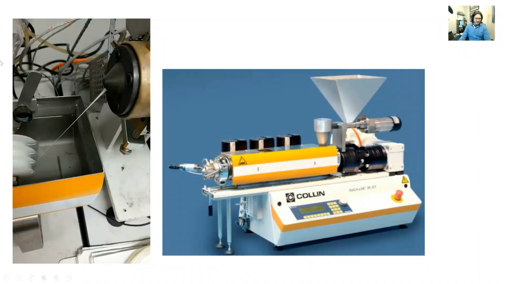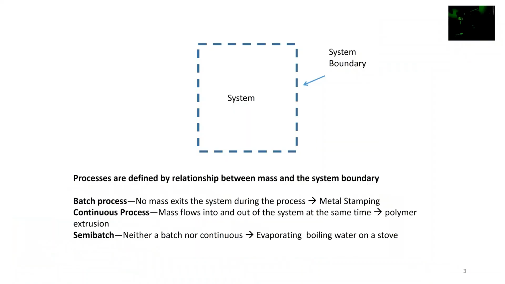Maybe I didn't really explain that well. We're putting plastic pellets into this side. It comes out in a molten state that we're winding up into a filament. So there's a change in form, but ideally there's not any mass loss. The last one I have is a semi-batch, so it's neither a batch nor continuous. The example I always like to use is boiling water on a stove. There's definitely mass loss there. In fact, you can boil off water and end up with an empty pot.